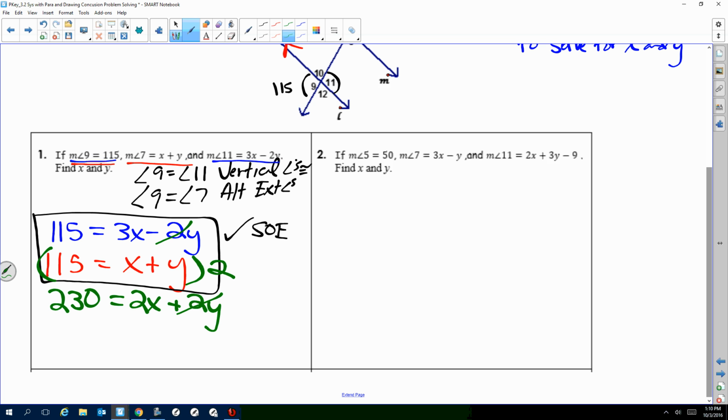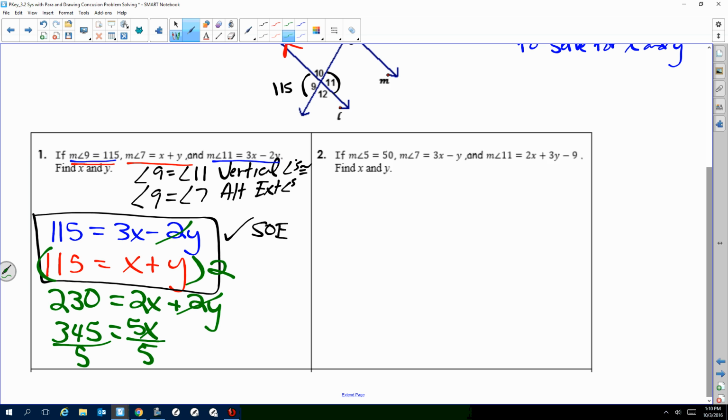I add my 115 and my 230. That would give me 345 equals 3x and 2x, 5x. Are we good on that part? Now we got to solve for x. How do we do that? Yeah, divide by 5.